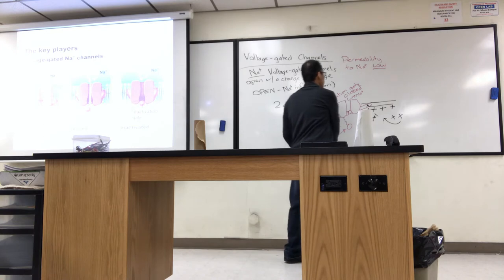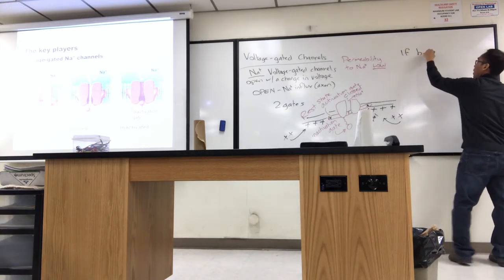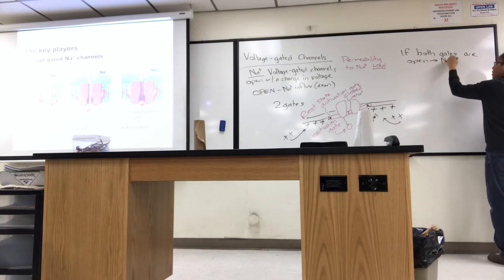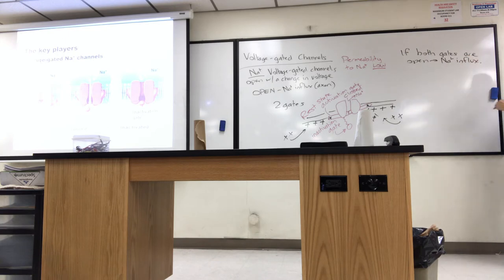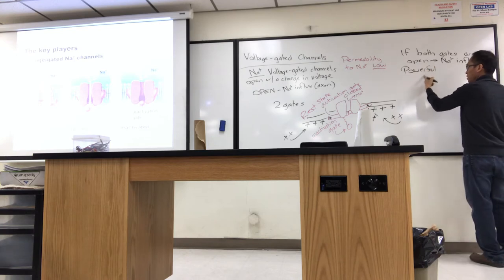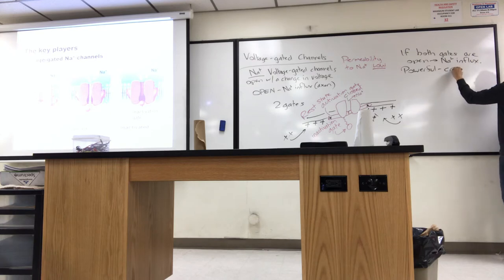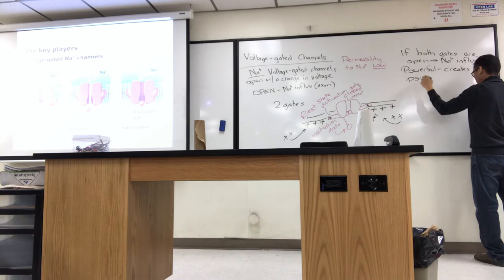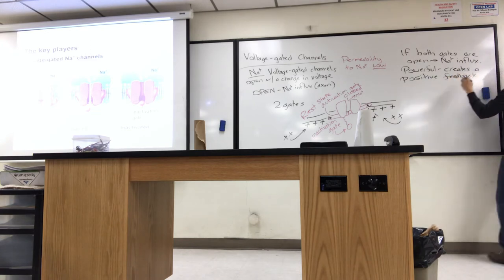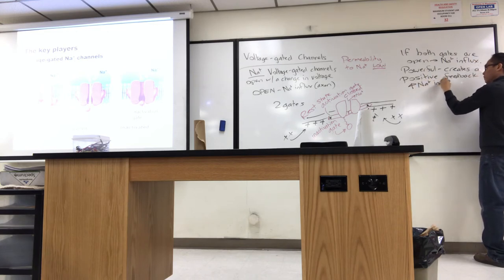So what I'll put on the board is, if both gates are open, then you get your sodium influx. Okay, sodium current is the most powerful current measured in biology. I mean, we always show you just one picture of one channel, but in the cell membrane, they're all over the place. They're very high concentration. Sodium influx is powerful. And as we'll see, it creates a positive feedback, increasing more sodium influx.